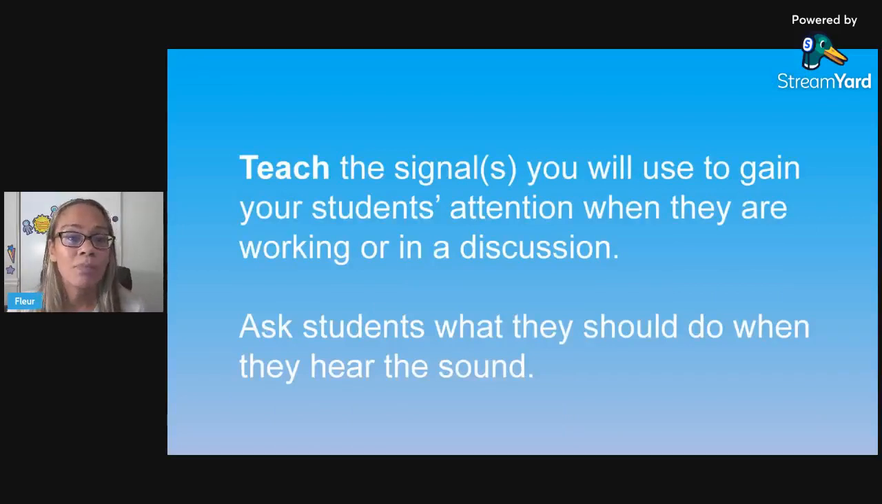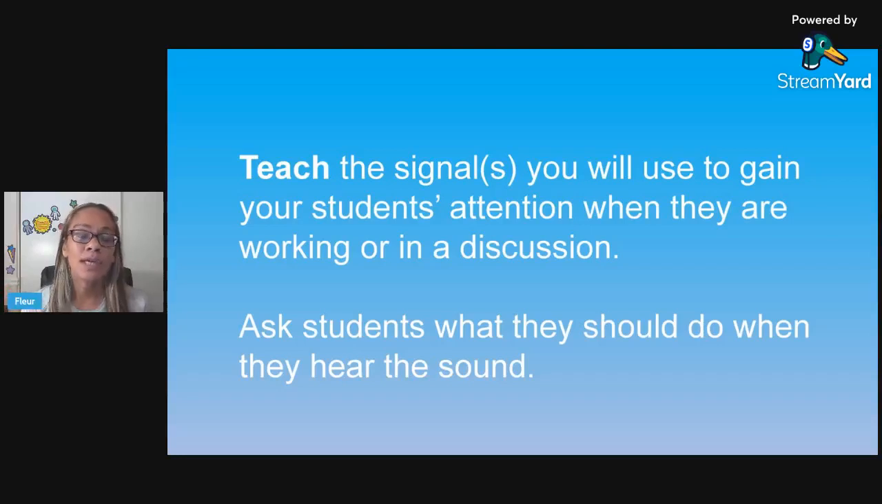So let's go over getting students' attention, and this is how you would teach this. You're going to teach the signals that you're going to use to gain your students' attention. That way, when they're working or if they're discussing with a group, you can just do a signal and they know what to do, and then they give you their attention. In my classroom this year, I'm trying the doorbell, which is working. The doorbell isn't super loud, so it doesn't work if the classroom volume is louder.